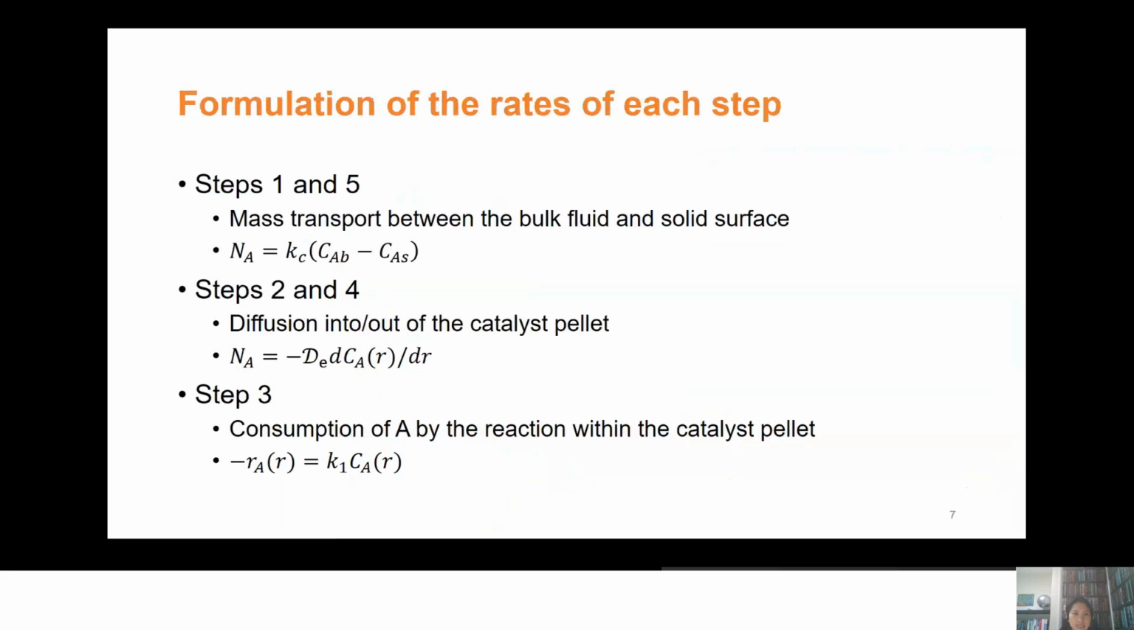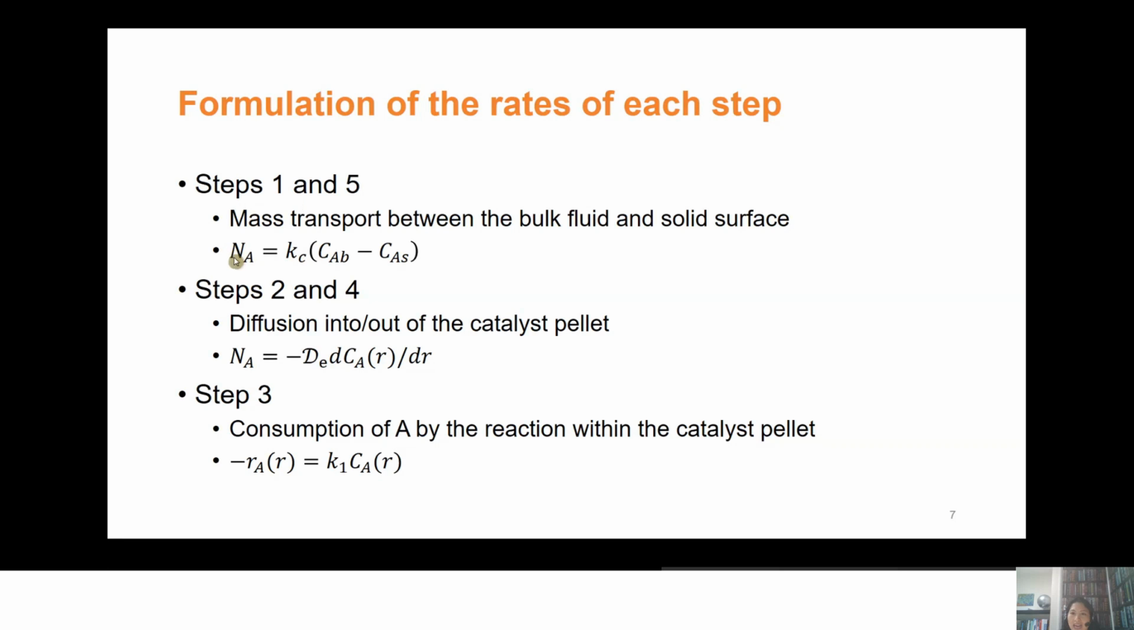Okay, so let's model them. You have 5 steps and you already know how to write the rate of each of these 5 steps from your earlier modules. So let's revise. Steps 1 and 5 are external diffusion steps, so we can use the stagnant film theory. Again, if you remember, that involves a mass transfer coefficient, Kc.